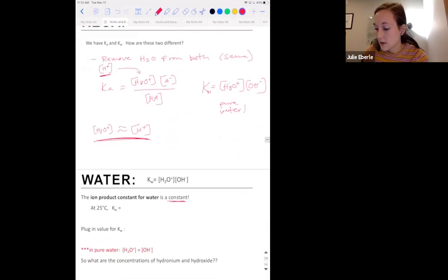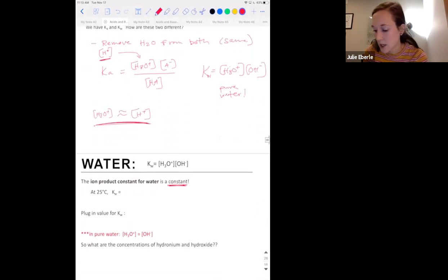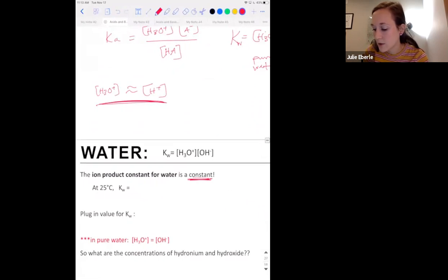All right. Now we actually have a value. It's a constant, so it does not change. We have a numerical value we can plug in for Kw. And it's known and it's set, does not change. It is this: at 25 degrees Celsius, Kw equals 1 times 10 to the negative 14. Very, very small number. And that makes sense because water is not a strong acid or a strong base. It's like the weakest acid and the weakest base ever.